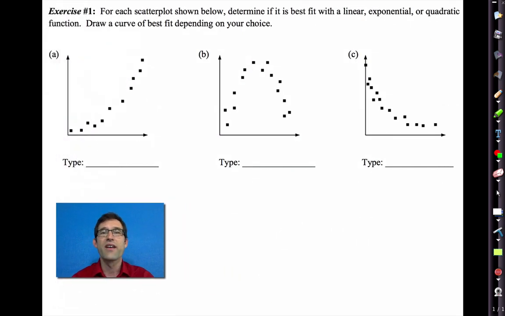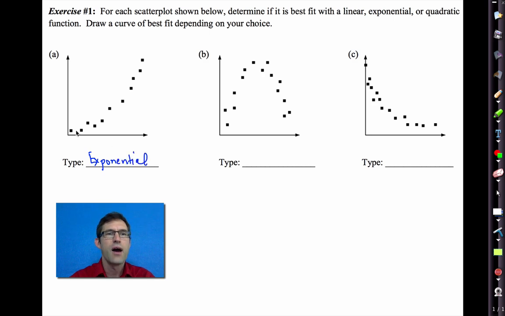To begin with, we've got a nice simple problem. All right, I think it's simple. Exercise 1 says, for each scatter plot shown below, determine if it's best fit with a linear, exponential, or quadratic function. Draw a curve of best fit depending on your choice. So take a look at letter A. I mean, letter A is a little bit tricky. You know, linear seems to do pretty well there. Exponential does pretty well. I definitely don't think quadratic does. For me, I would say that this is best fit by an exponential curve.